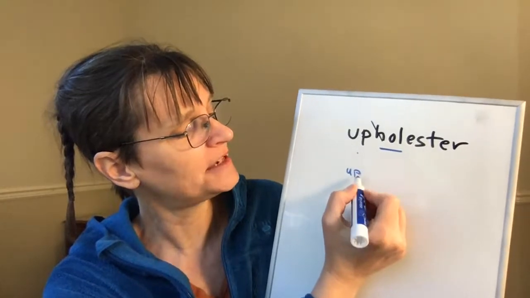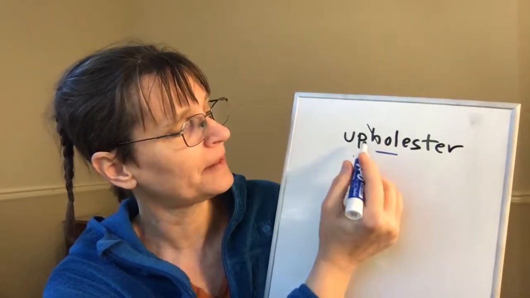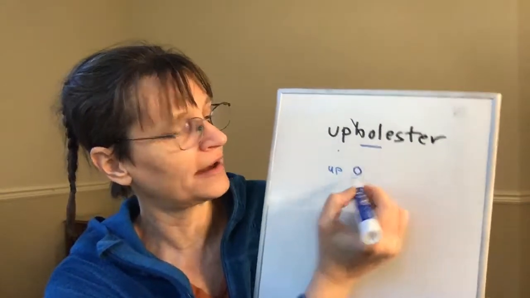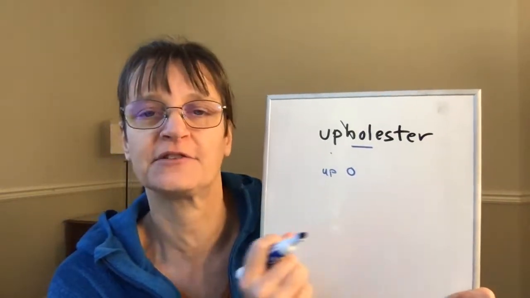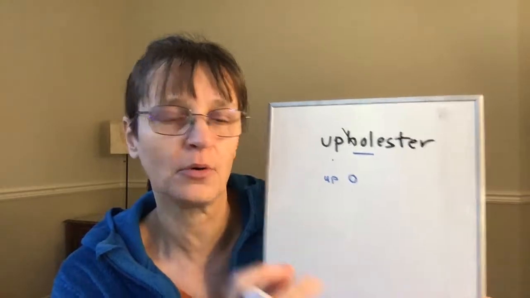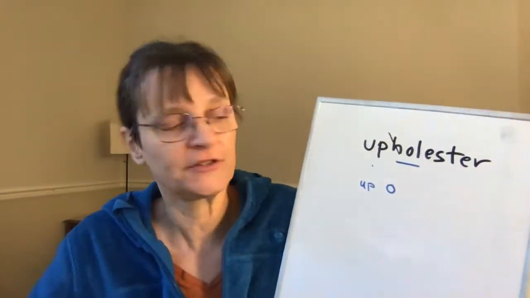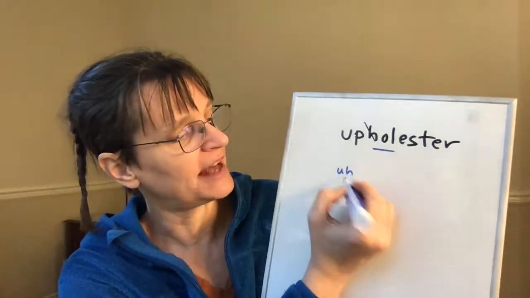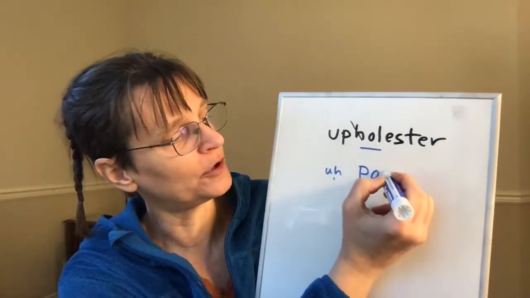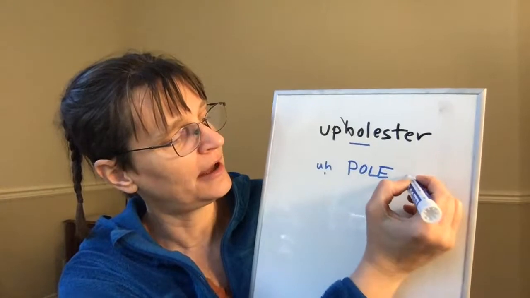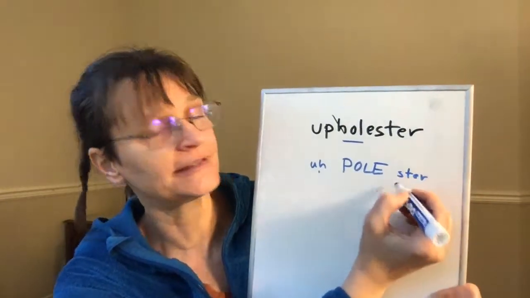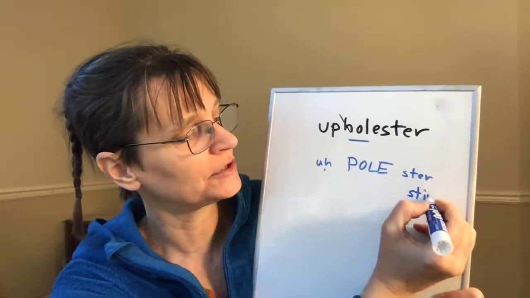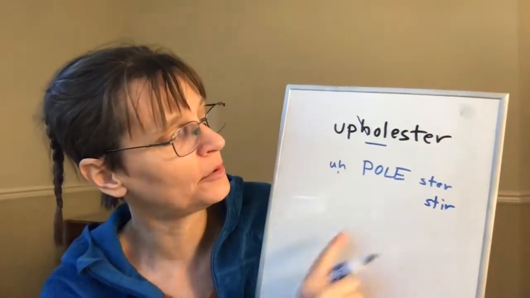Upholster. I think the difference is that the H being there means that the O kind of starts the stressed syllable. I'm not necessarily saying upholster. Yeah, I guess maybe I am. So maybe you can think about it as up, because that's the unstressed syllable. And then like the word pull, and then stir, the letter S says the T sound. That's just like the word stir, as in stirring a pot, upholster.